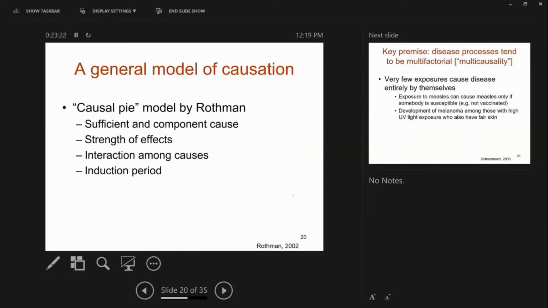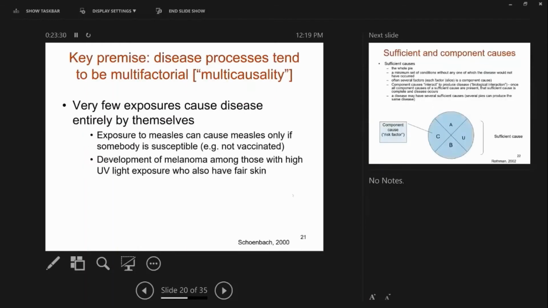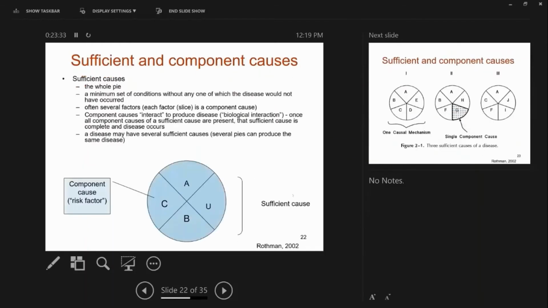There is a very nice approach suggested by Ken Rothman called the causal pie model. Let me explain how the causal pie model works. In a causal pie, we're basically saying for a disease to happen, let's say in my case, I'm worried about diabetes.